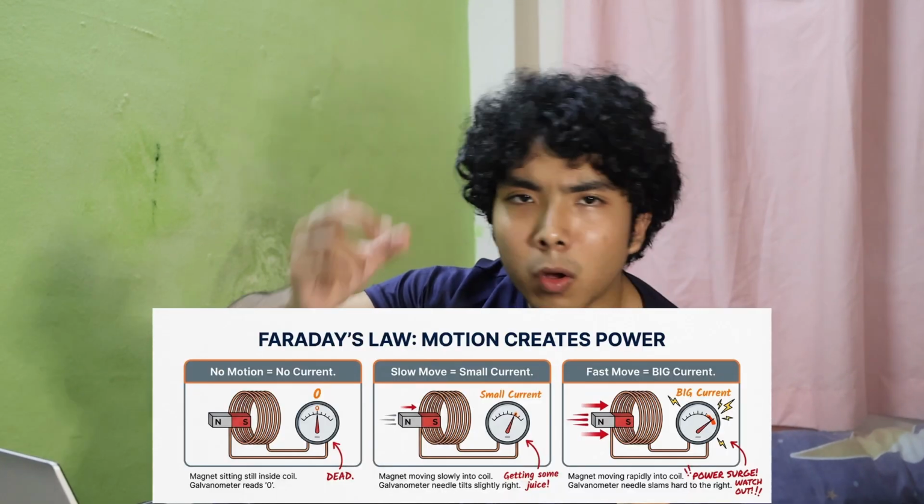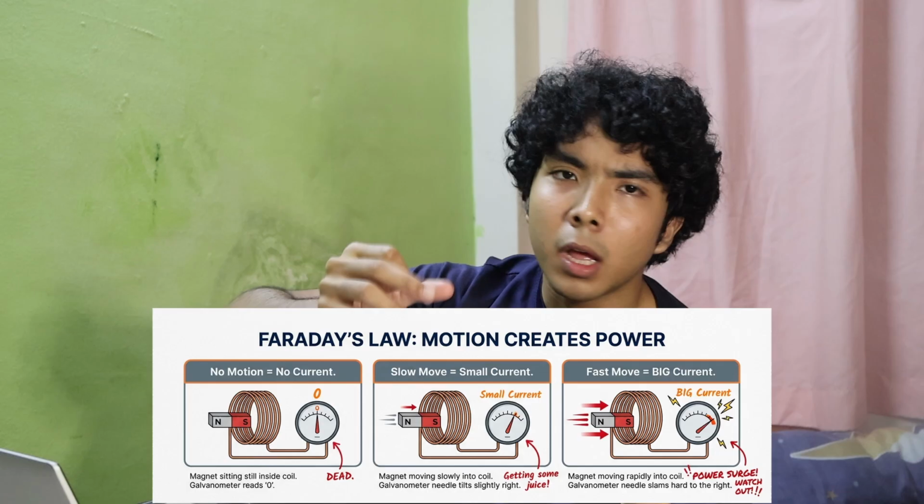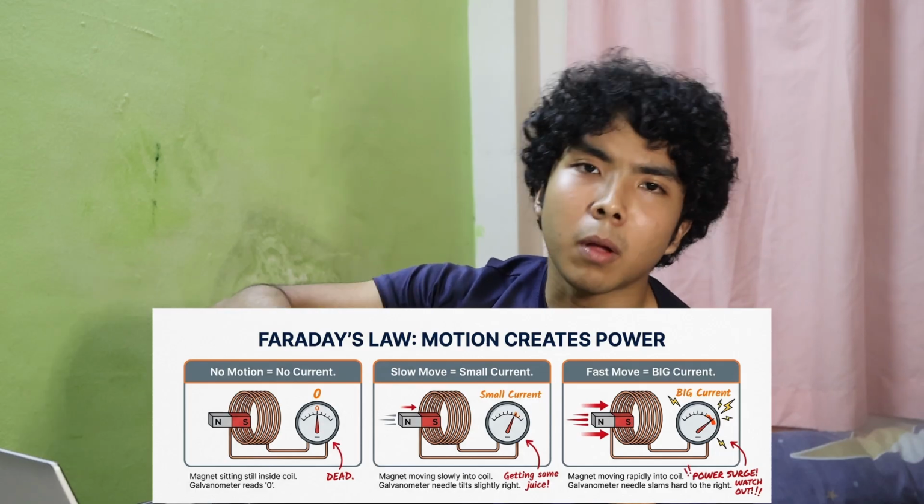Part 2, induced EMF. Now we start cooking. This one discovered by Faraday. He put magnet in coil, move it around. When magnet move, current flow. When magnet stop, current stop. Just like your motivation to study, stop moving, zero result.